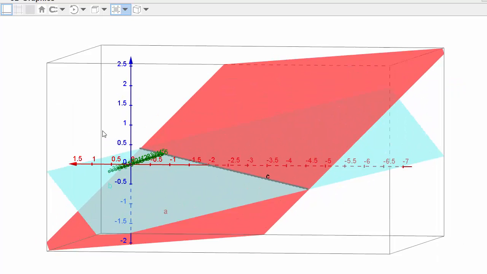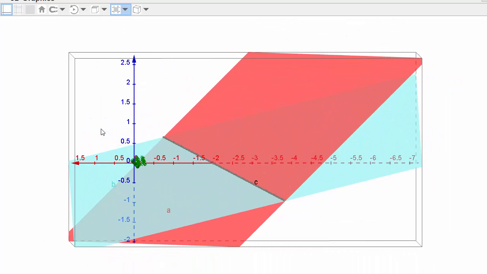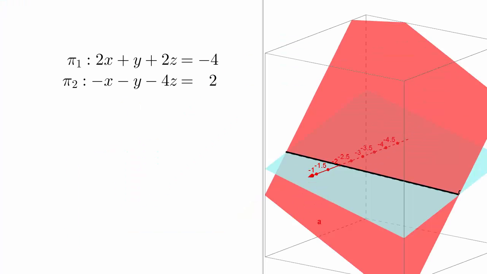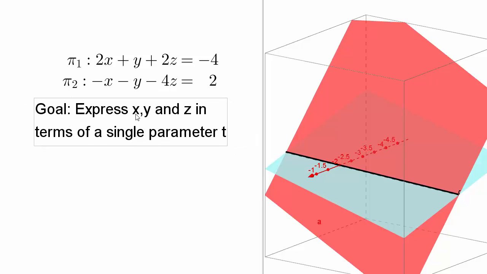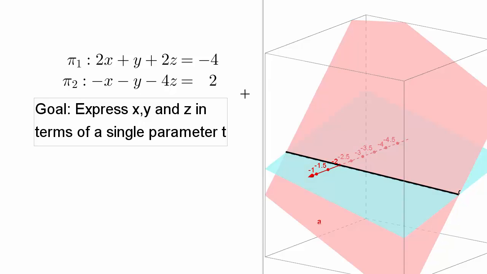So the question is, how do we find out what the equation of that line is if we are given the two planar equations? To find the equation of a line, really what I want to do is express x, y, and z in terms of a single parameter. We've used different letters for the parameter, but let's say we're going to use the parameter t instead of s. Now, here are the equations of the plane that you see right here.